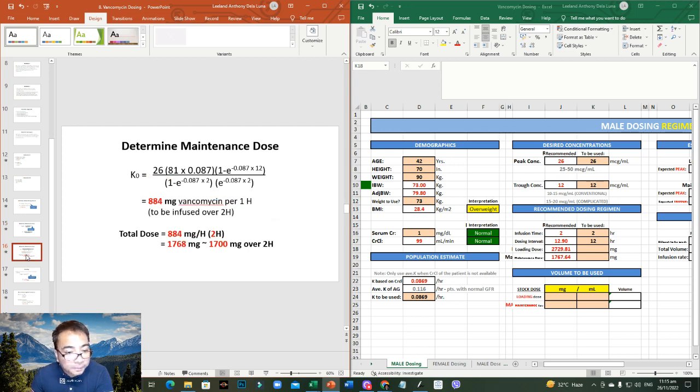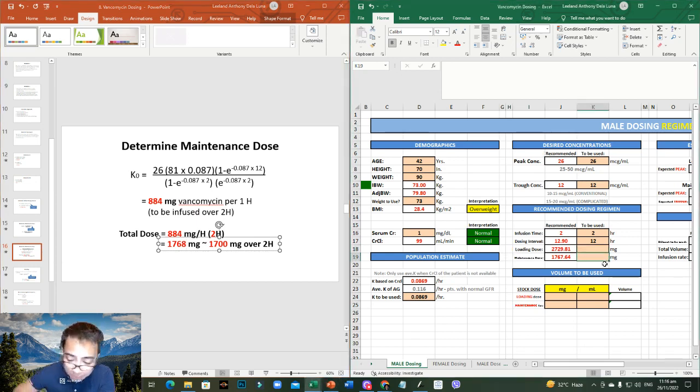Okay? So, ano naman ang maintenance dose natin? Ang maintenance dose natin class na lalabas is 1,768. Okay? Kasi i-infuse natin ito for 2 hours. So, 1,768. Dito sa akin, 1,767.64. So, obviously, ganun din naman yun. So, we'll give it at 1,700.